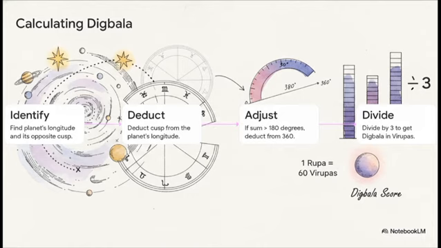Okay, so the absolutely crucial point here is how we actually calculate this ourselves. First, you identify the planet's exact longitude in degrees. Then, you find its zero strength point, which is exactly opposite to its strongest point that we just discussed. You deduct that 0-point cusp from the planet's longitude. Now, if that distance is more than 180 degrees, you simply deduct it from 360 to find the shortest angular distance. Finally, divide that number by 3. The result? That's your directional strength quantified in a specific ancient unit called a virupa. To put that into perspective for you, a maximum score is 60 virupas, which equals exactly 1 rupa.